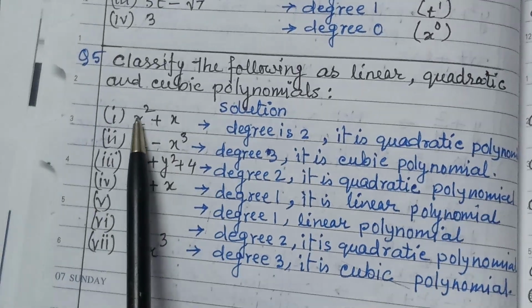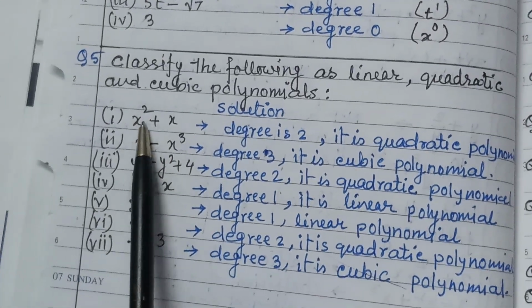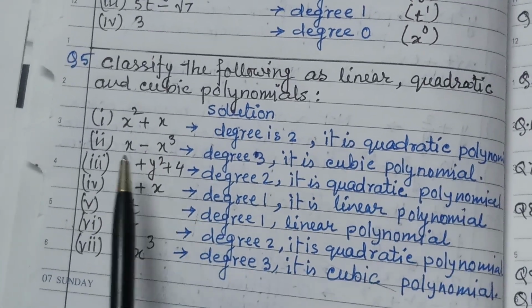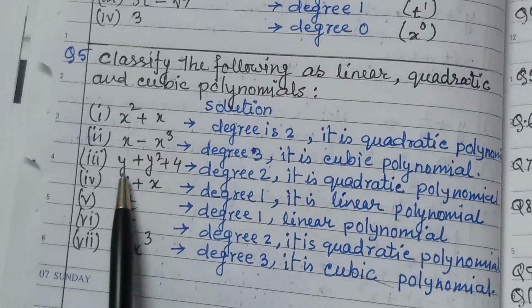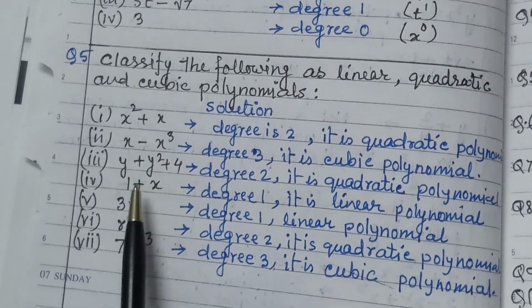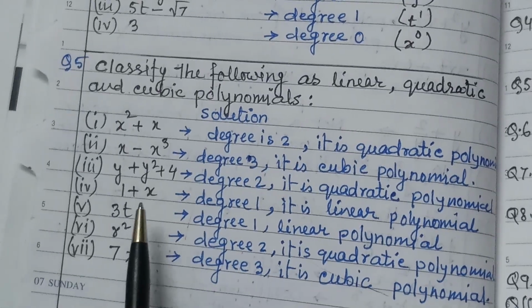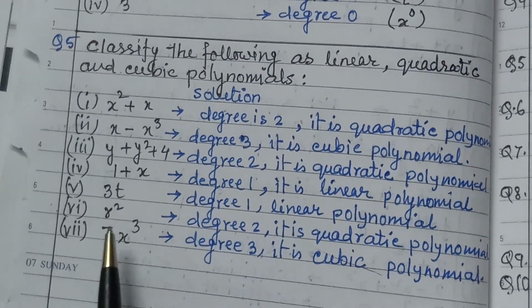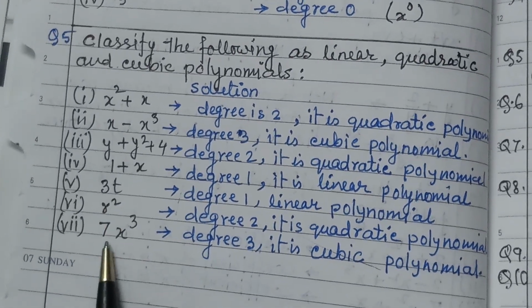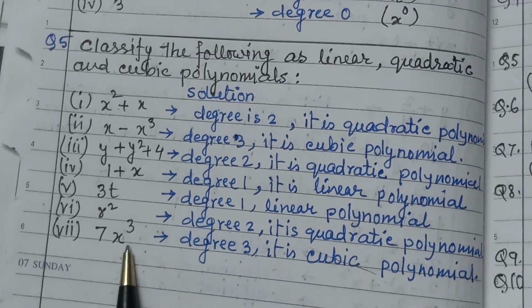Classify the following as linear, quadratic and cubic polynomials. Power 2, degree 2, so it is a quadratic polynomial. Degree 3, cubic polynomial. Degree 2, quadratic. Degree 1, linear. Degree 1, linear. Degree 2, quadratic. Degree 3, cubic.